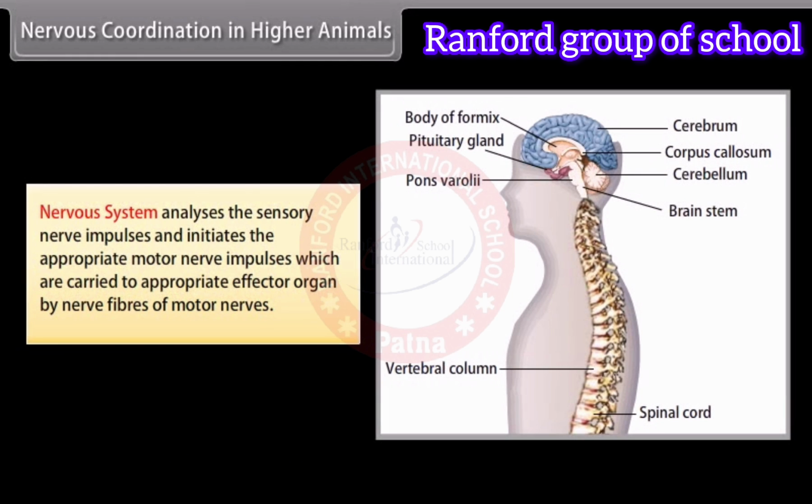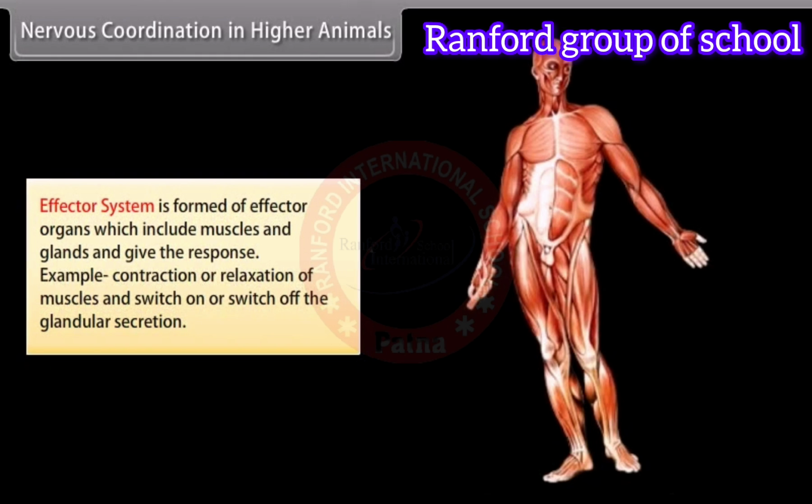Nervous system analyzes the sensory nerve impulses and initiates the appropriate motor nerve impulses which are carried to appropriate effector organs by nerve fibers of motor nerves. Effector system is formed of effector organs which include muscles and glands and give the response. Example: contraction or relaxation of muscles and switch on or switch off of glandular secretion.